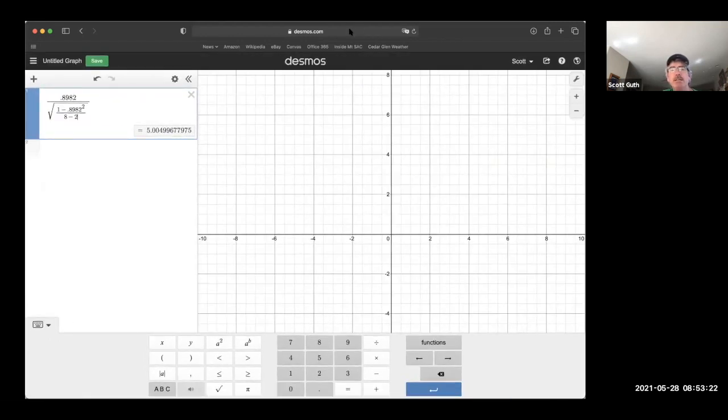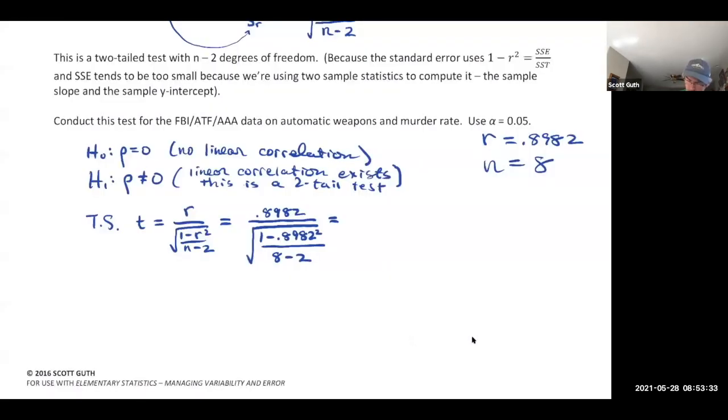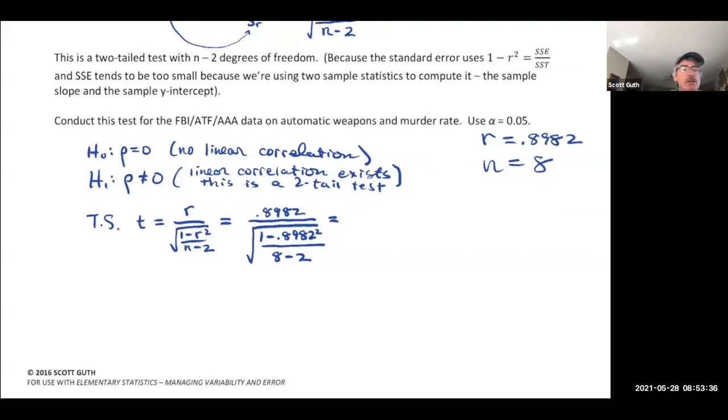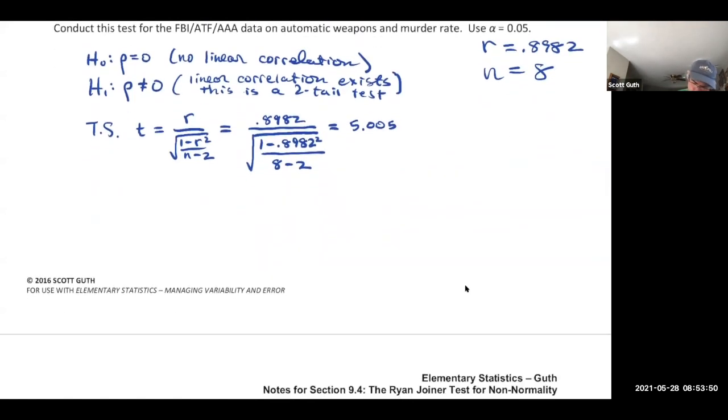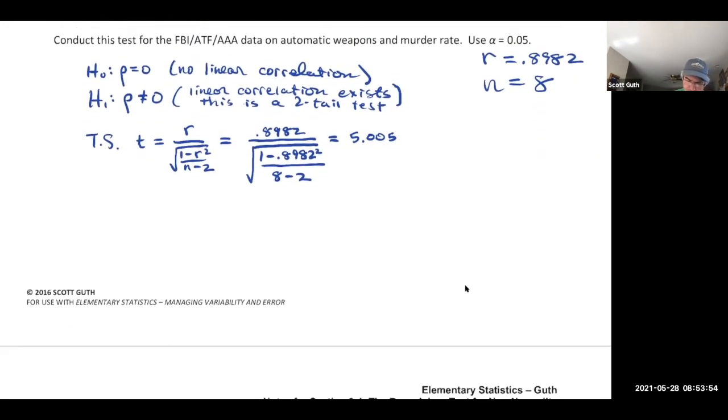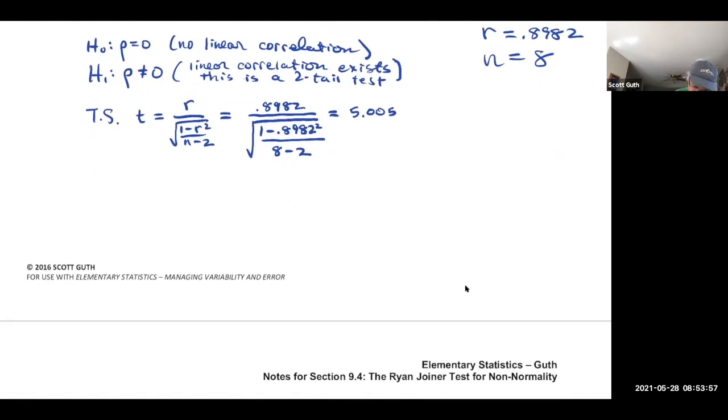Okay, so let's go back to the iPad. Okay, so this, hang on, 5.005, I think is what I'll go with. Okay, and now we need a p-value. I'm going to hold off on the critical value this time. So let's get a p-value out of this. Come on, there we go. A little T on here. Of course, the 5.005 is out in right field.